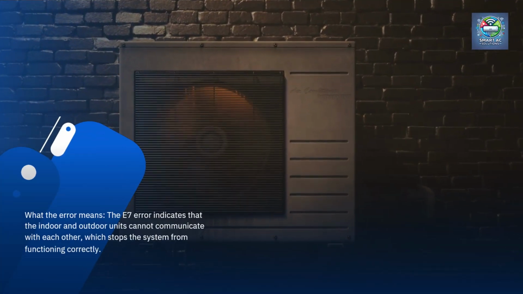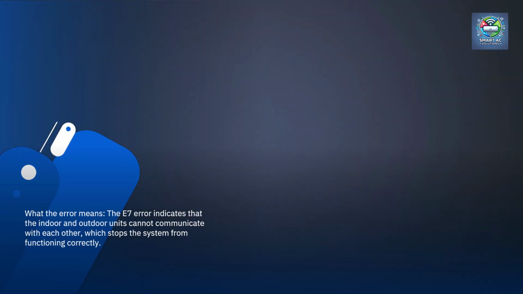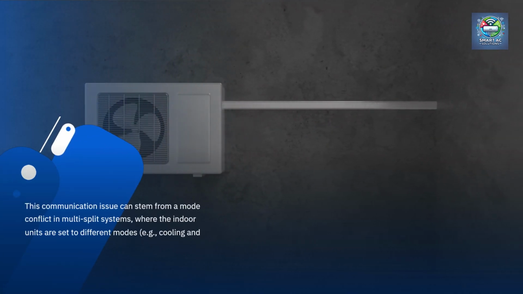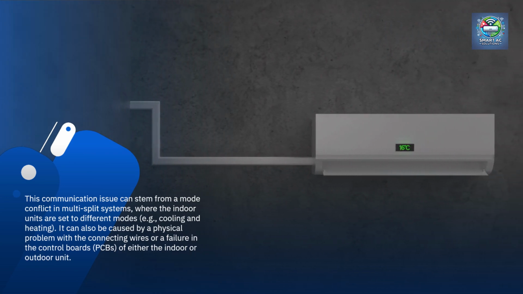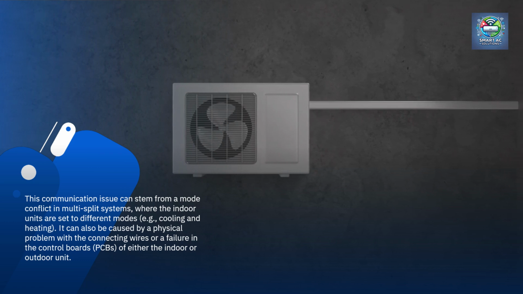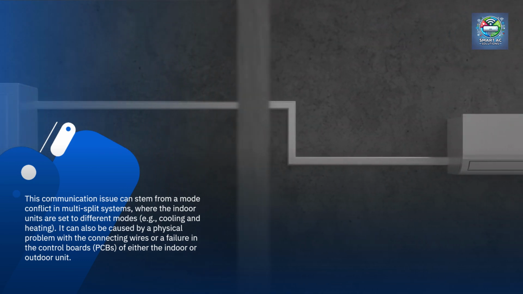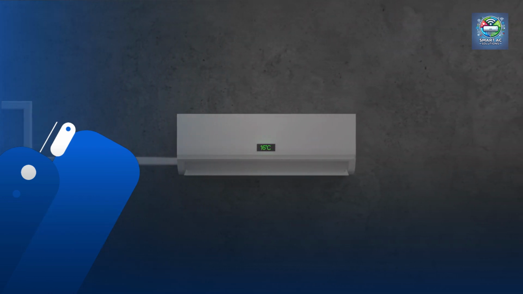What the error means: the E7 error indicates that the indoor and outdoor units cannot communicate with each other, which stops the system from functioning correctly. This communication issue can stem from a mode conflict in multi-split systems, where the indoor units are set to different modes, e.g., cooling and heating. It can also be caused by a physical problem with the connecting wires or a failure in the control boards, PCBs, of either the indoor or outdoor unit.